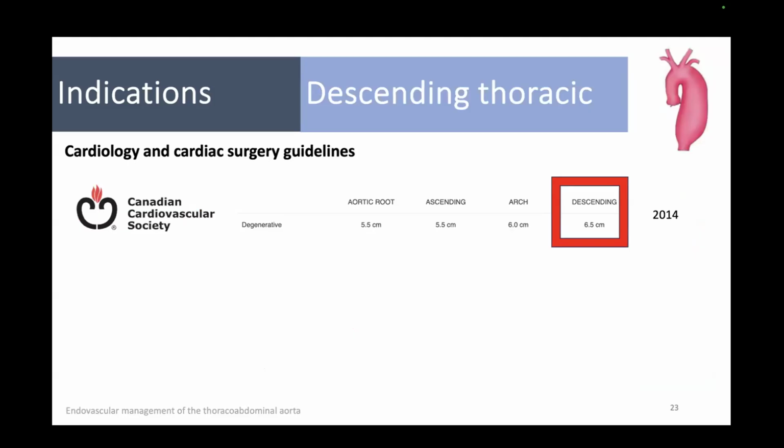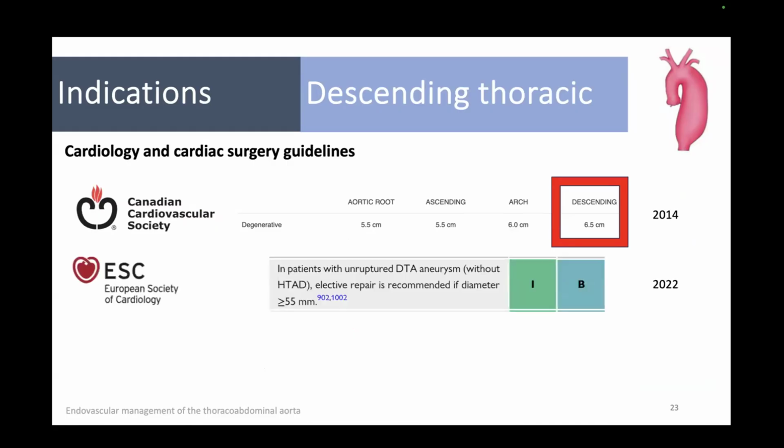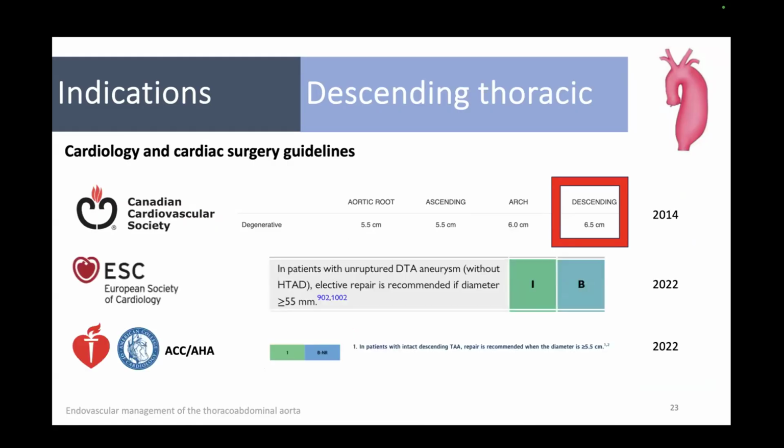For the descending thoracic aorta, the CCS recommended in 2014 a big diameter for the cutoff of treatment at 6.5 centimeters. I believe they were mostly referring to the thoracoabdominal aorta, but it was very much written as descending. So it's something that changed over the years in the ESC and the ACC/AHA guidelines. Now they also say to consider treatment at 5.5 centimeters.